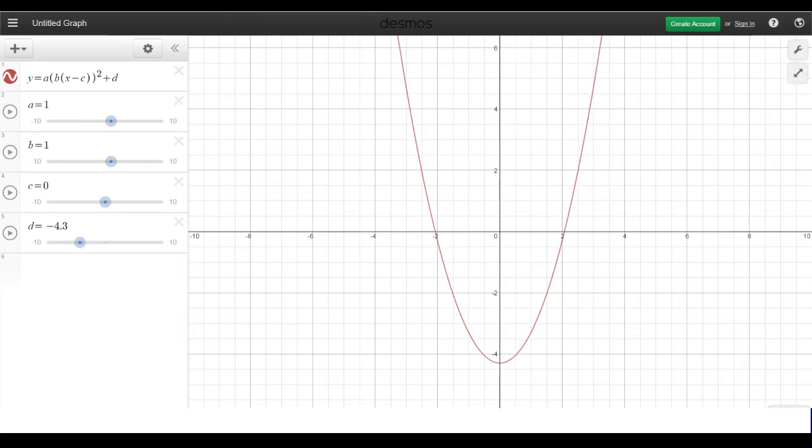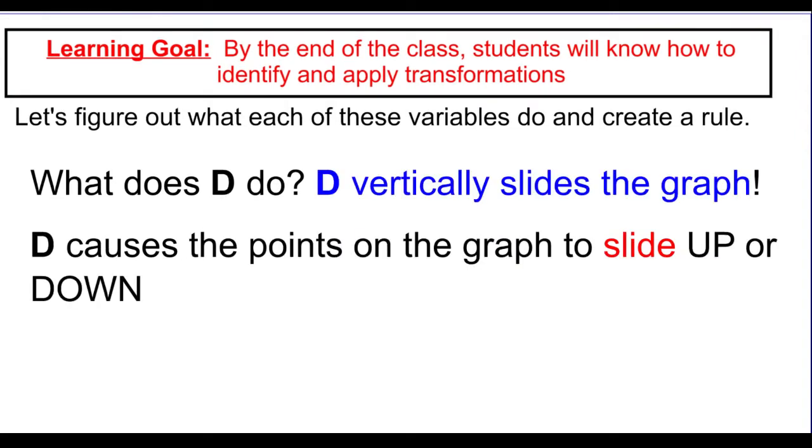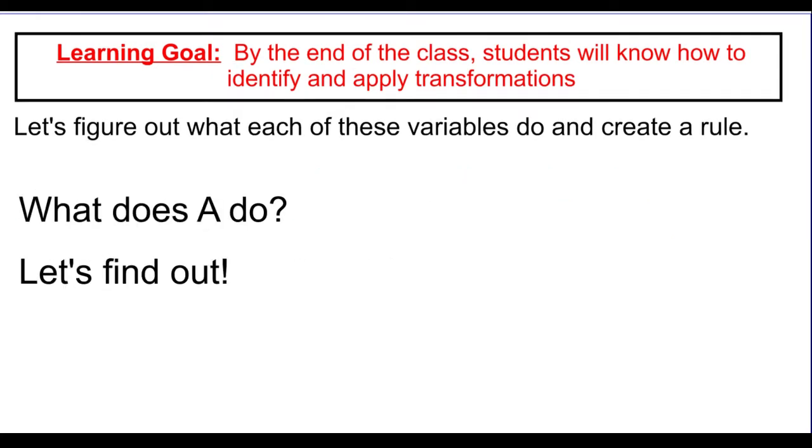So if I make the graph disappear, what does D do? It looks like D makes the graph vertically slide up or down, right? So it's a movement up if it's positive, and a movement down if it's negative, okay? I'm not going to stop and give you time to write it down. You can hit the pause button and write things down as we go. We're just going to keep moving.